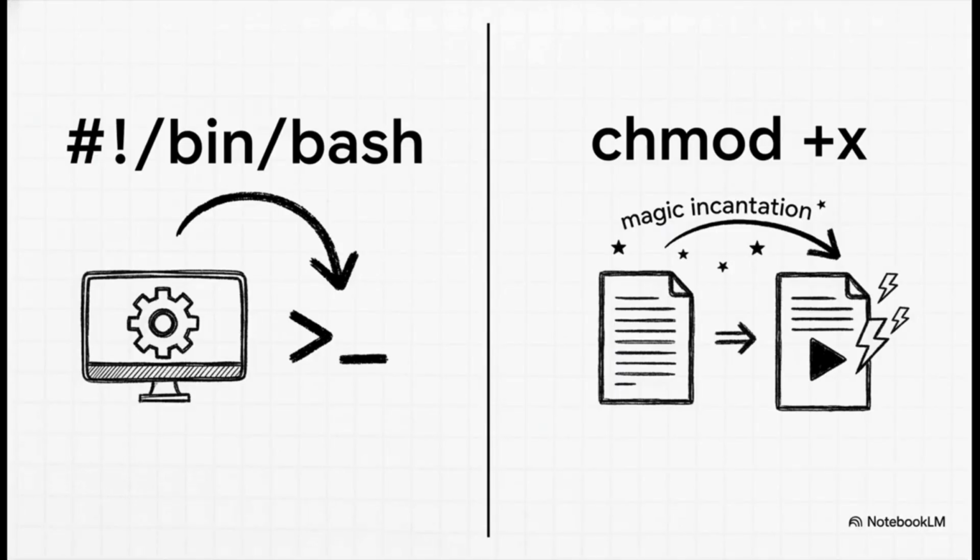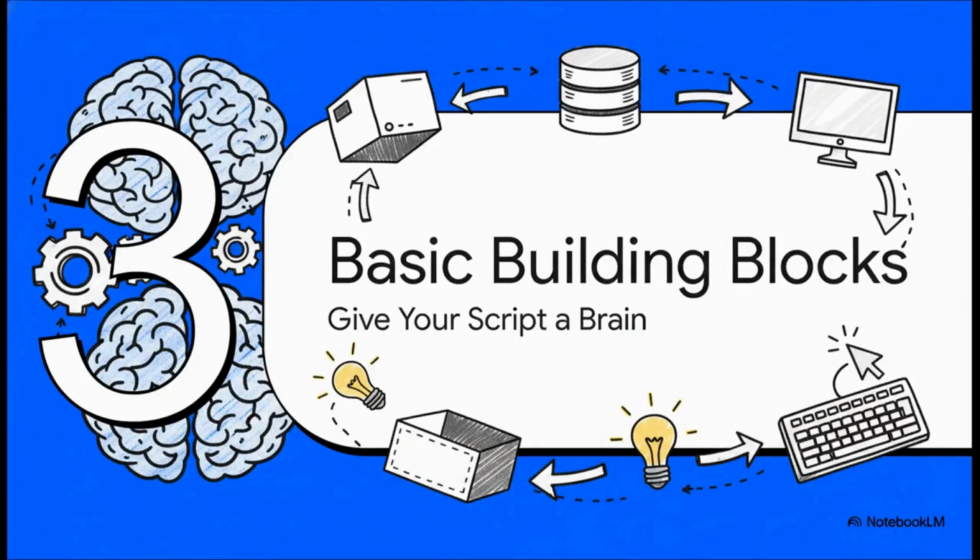Let's quickly look at those 2 magic parts. That very first line, the one that starts with a hash and an exclamation mark, that's called a shebang. It's a special instruction that tells the operating system which program it should use to interpret the file. In this case, we're saying, hey, use the bash shell to run this. And chmod +x, think of it like a magic word that turns a boring old text file into an actual runnable program. It grants it the power to execute. Awesome, you've run your first script.